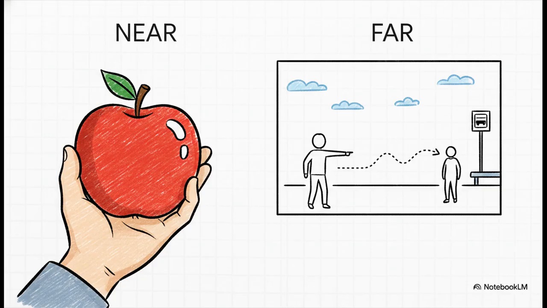So if an apple is right here in your hand, you'd say, this is a big apple. But if you see a man way across the street, you'd point and say, that man is waiting for the bus. See? It's just one item, but the distance is what changes the word.